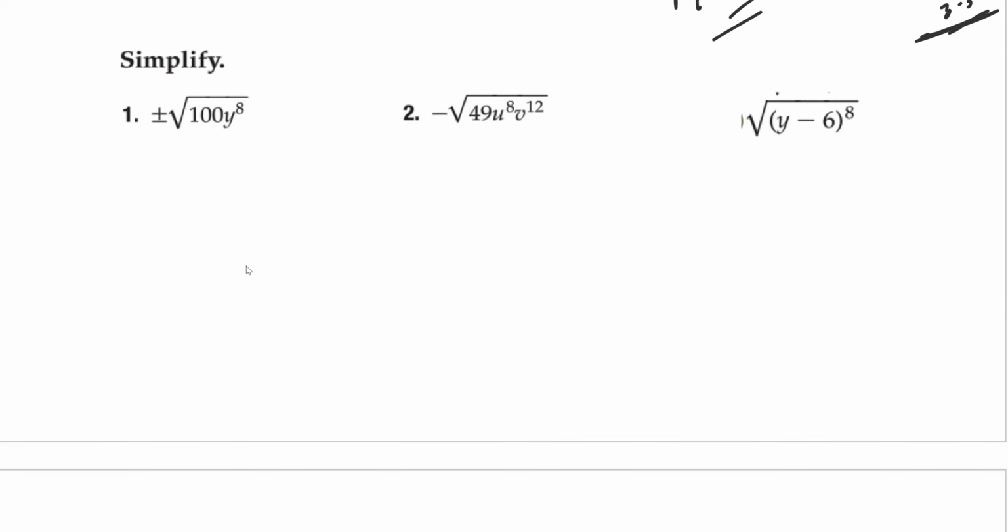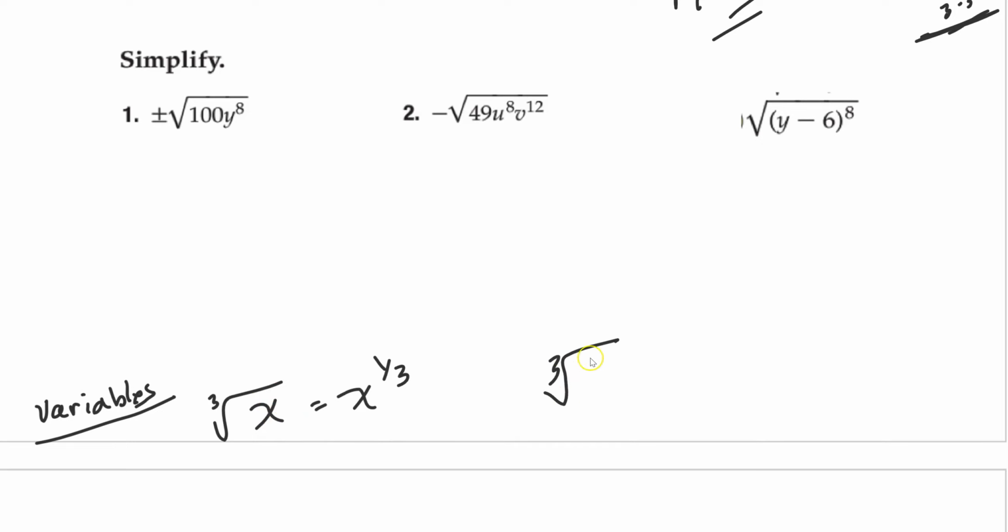Let's talk about variables before I forget. Remember, if I give you the cube root of x, we can rewrite that as x to the 1/3 power. What if the x on the inside already has a power, like the cube root of x to the 12th? Then we rewrite it as x to the 12 times 1/3, which is x to the 12/3, so x to the 4th. All that happened was that the power got divided by the root.